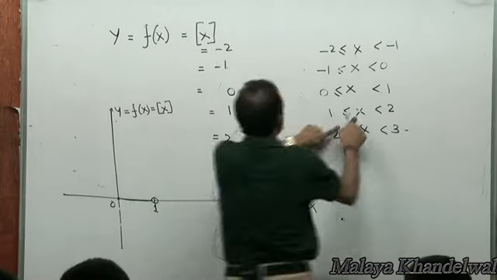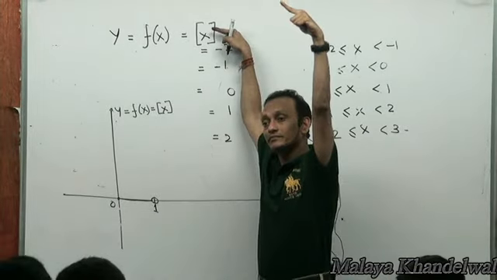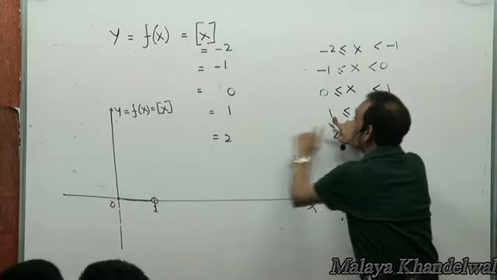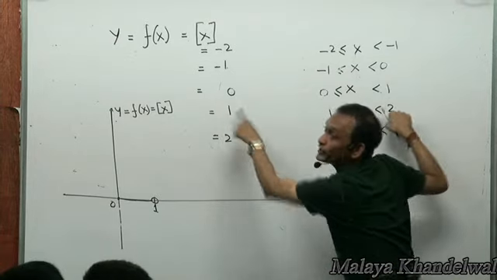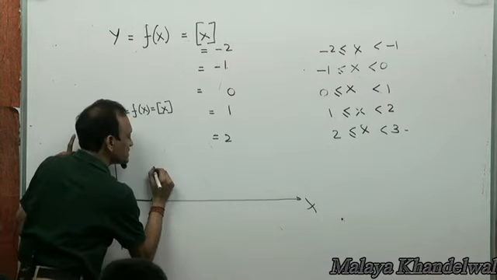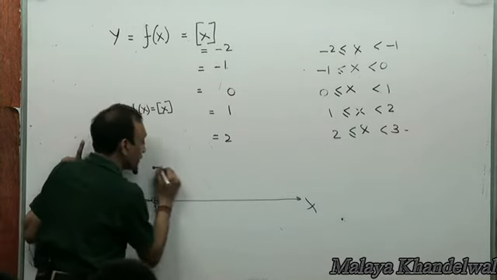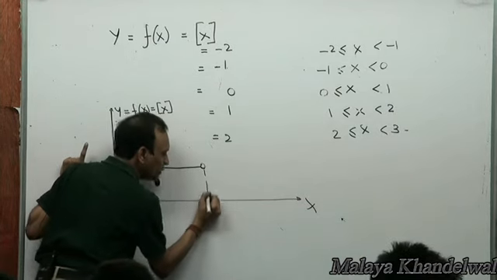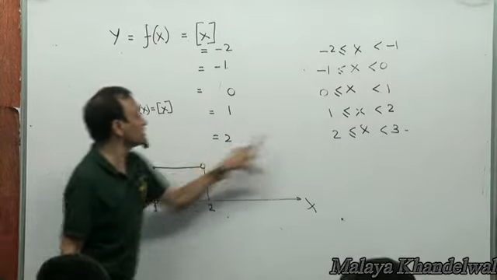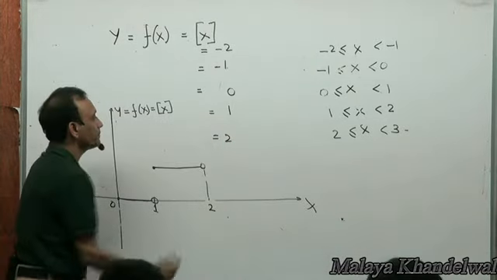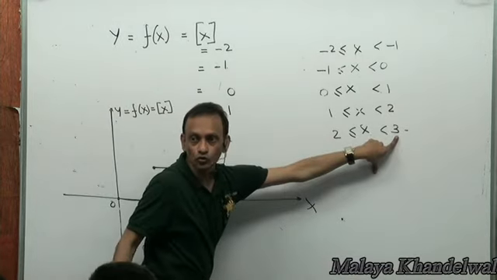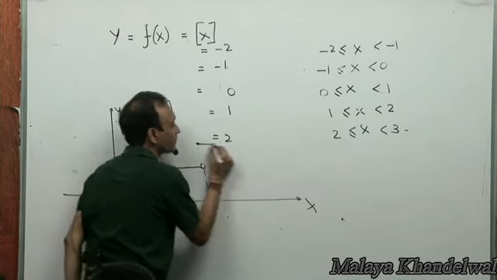Now, at x equal to 1, box x suddenly jumps to 1. When x becomes equal to 1, box x is 1. So at x equal to 1, it becomes 1, and up to 2 it remains 1. It remains 1 all the way to 2. But at x equal to 2, it suddenly jumps to 2. Right? It suddenly jumps to 2 at x equal to 2 and remains 2 all the way to 3, excluding 3.